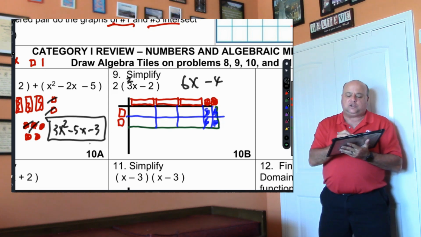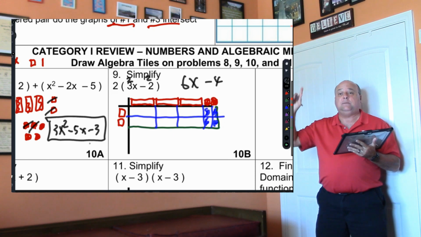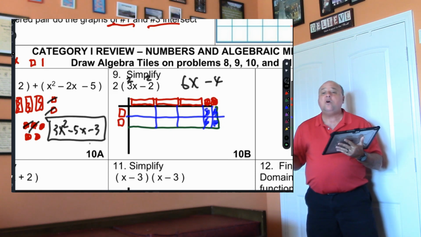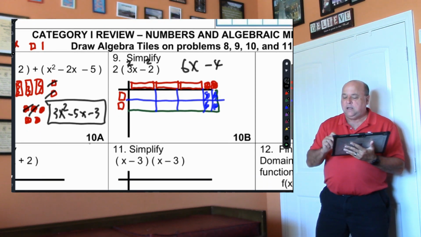If we were to distribute the 2, 2 times 3x is 6x, 2 times -2 is -4. Fun, fun, fun. Let's keep going.